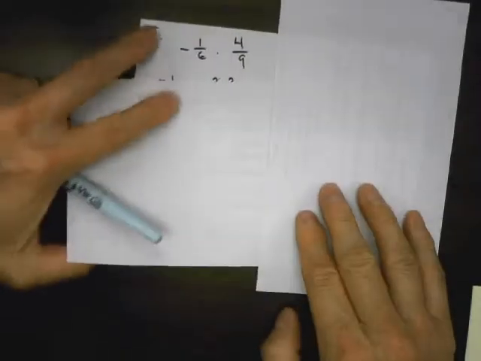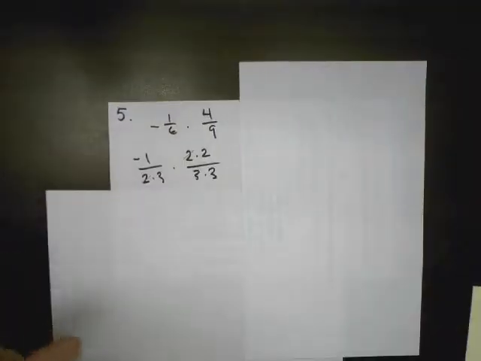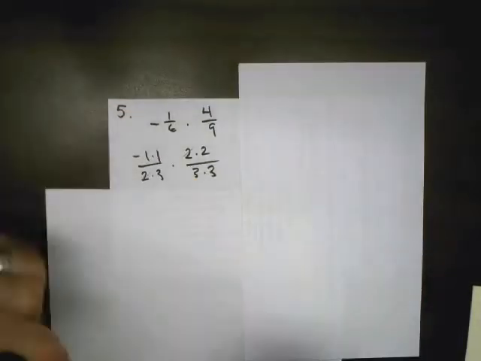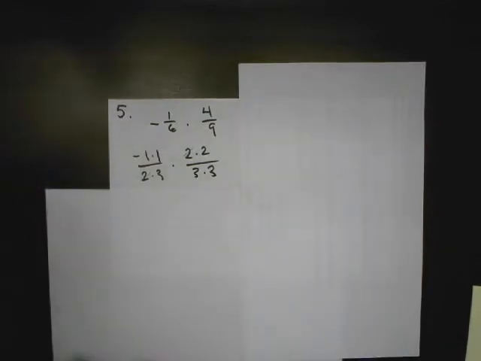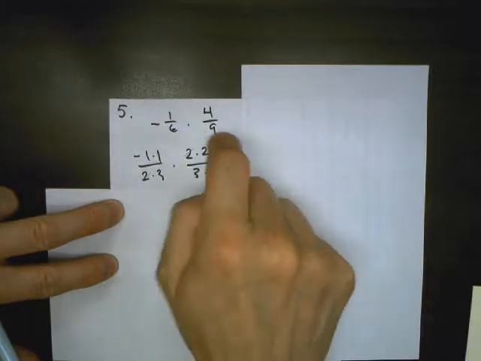Problem 5 says we have negative 1/6 times 4/9. Multiplying fractions just means factor trees. So I put the negative up top, right? Negative 1 times 1 is the same as negative 1. We always just pull out the negative 1, right? 6 is 2 times 3, 9 is 3 times 3, and 4 is 2 times 2.